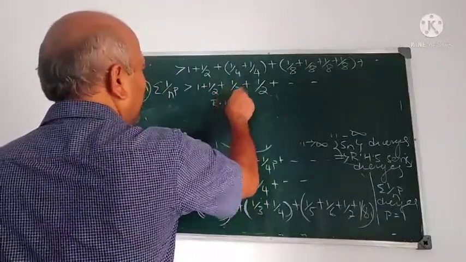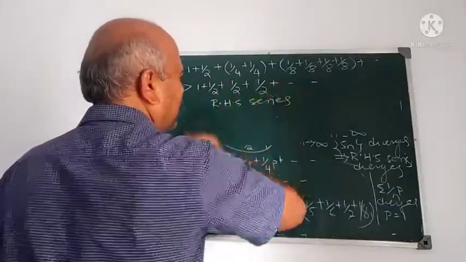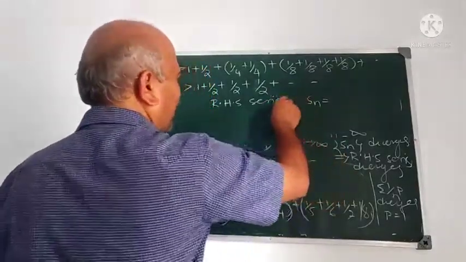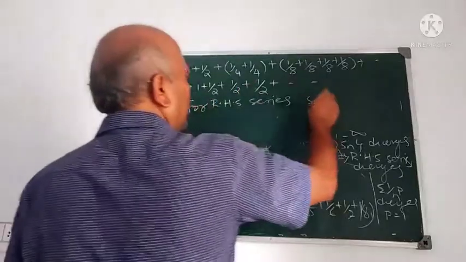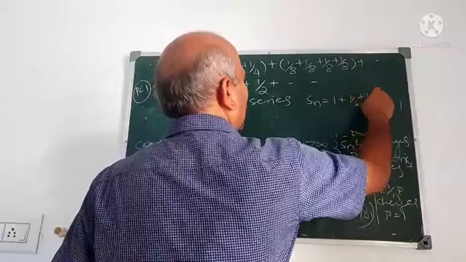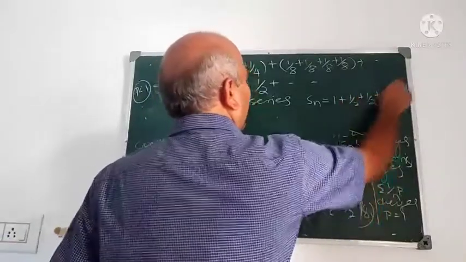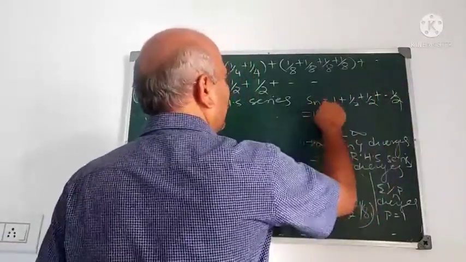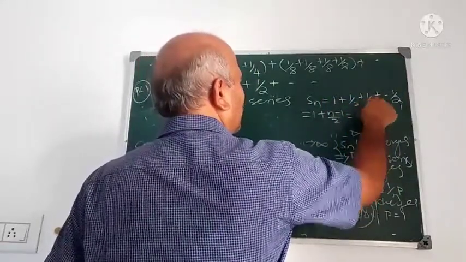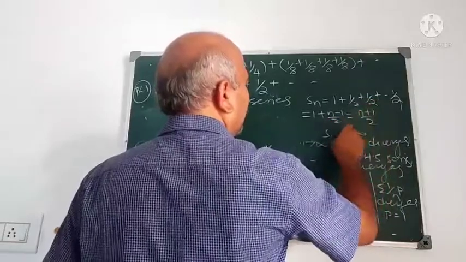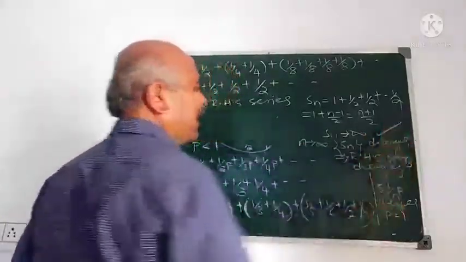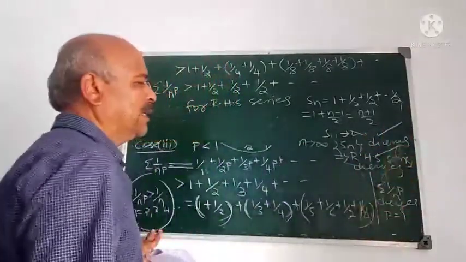Now consider the right hand side series. What is the right hand side series? For the right hand side series, the sequence of partial sums Sn is 1 plus 1 by 2 plus 1 by 2 plus etc., 1 by 2 n times. Therefore, it is 1 plus (n minus 1) by 2, which is (n plus 1) by 2, and Sn tends to infinity as n tends to infinity. So Sn diverges. The right hand side series diverges.